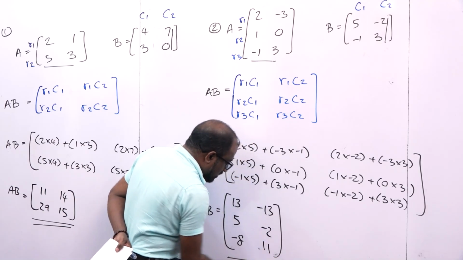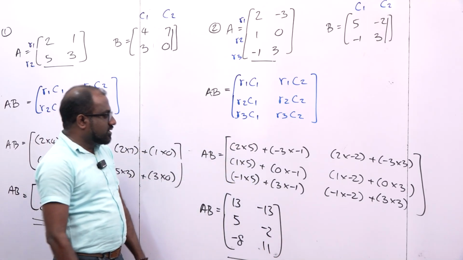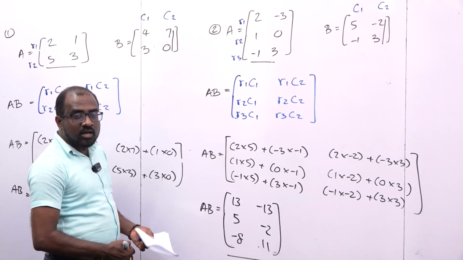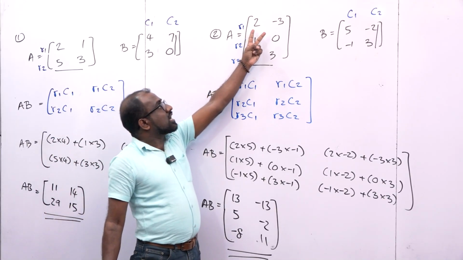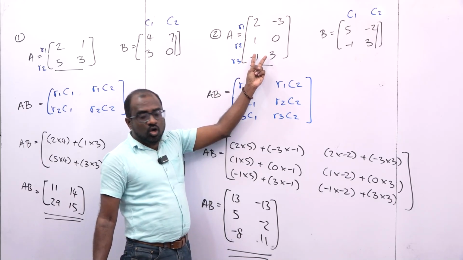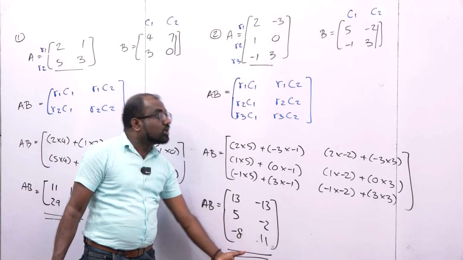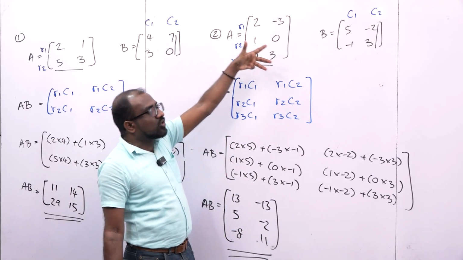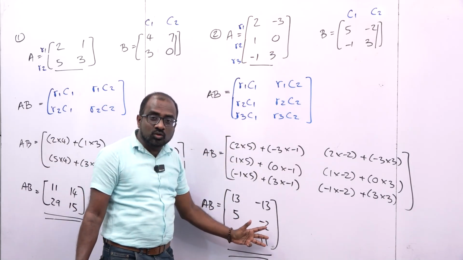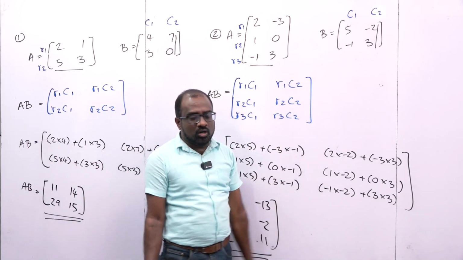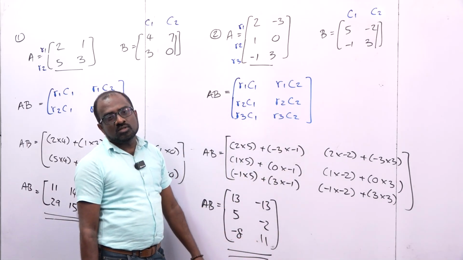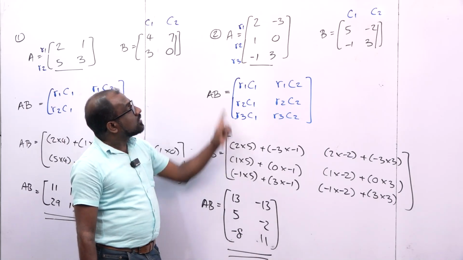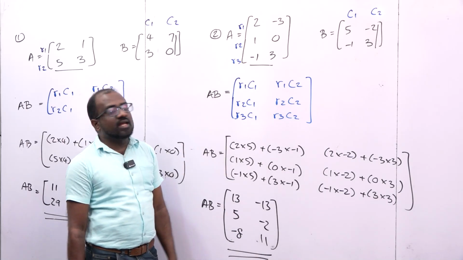So this is the product of the two matrices AB. This is the answer. The first matrix has got 3 rows, the answer has got 3 rows. The second matrix has got 2 columns, the answer has got 2 columns. This is how you multiply these two matrices A and B.